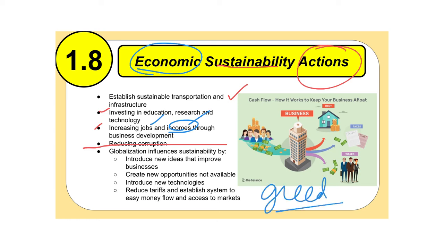Sorry to say. And then lastly, reducing corruption. Reducing corruption is going to help everybody. It doesn't matter who it is, but reducing corruption does help increase economic sustainability. Now we know the 4 different actions that we can look at. Let's take a look here at globalization and how it influences sustainability.